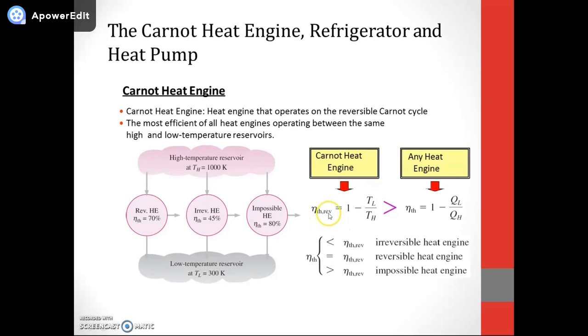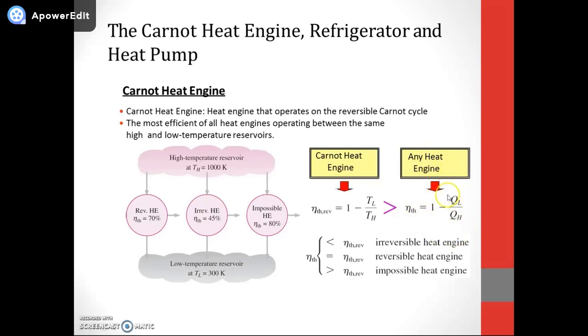The thermal efficiency for reversible is equal to 1 minus TL over TH. This is the equation. So where do you get this equation from? Actually, this is coming from thermal efficiency equals 1 minus QL over QH, remember? But this time we are replacing the QL over QH. So for any heat engine, this is irreversible, right? This is the irreversible heat engine or any heat engine.